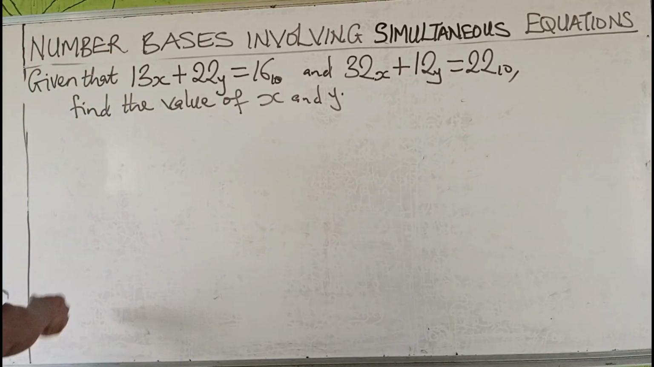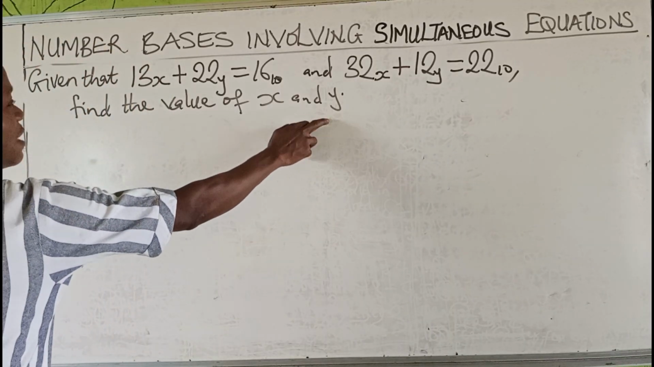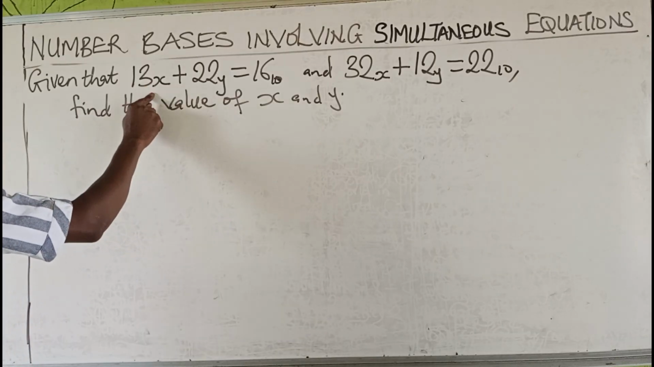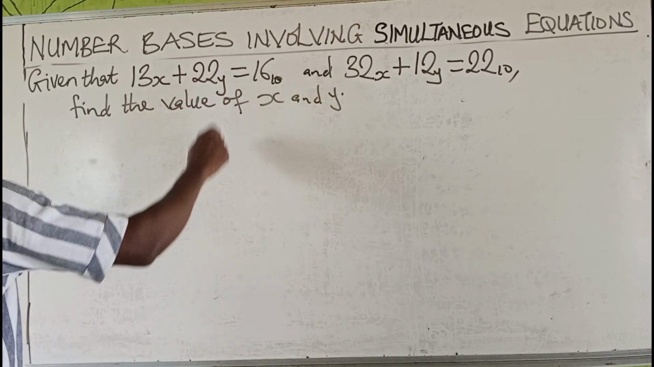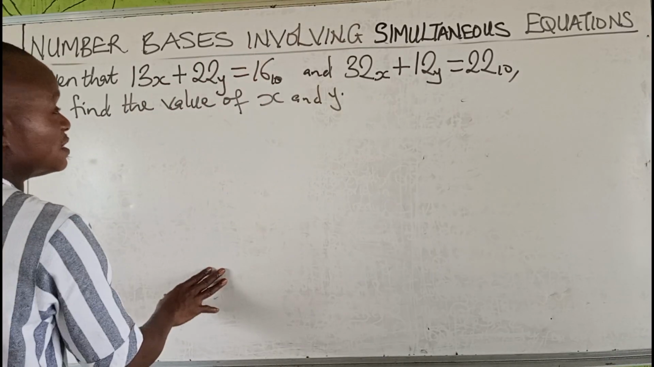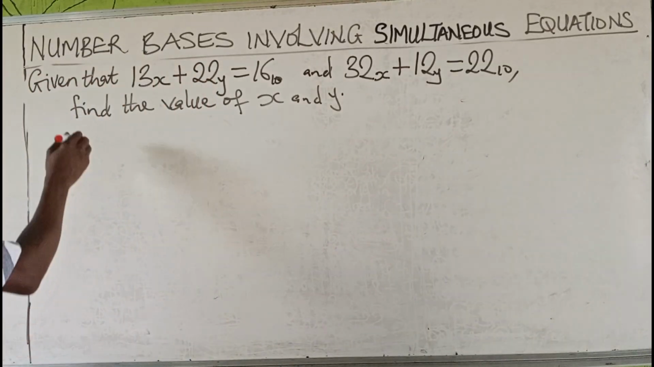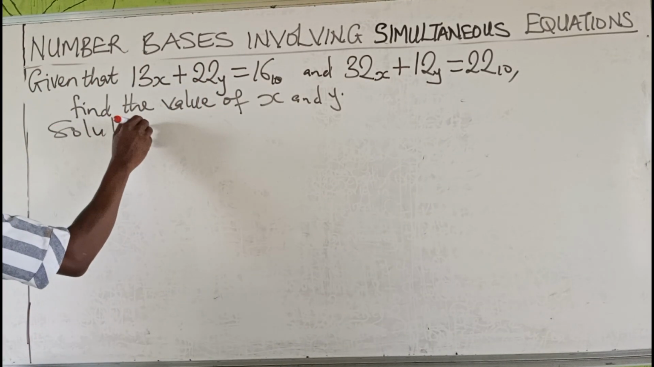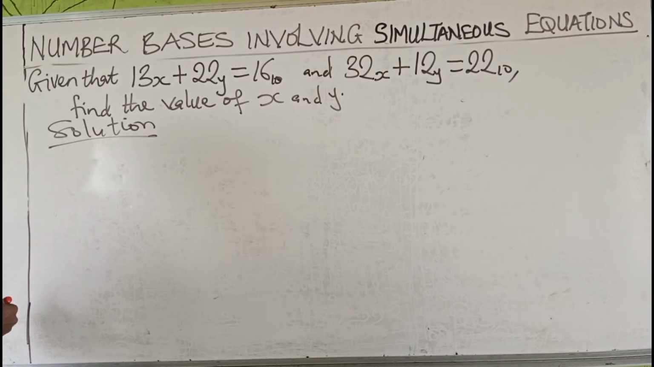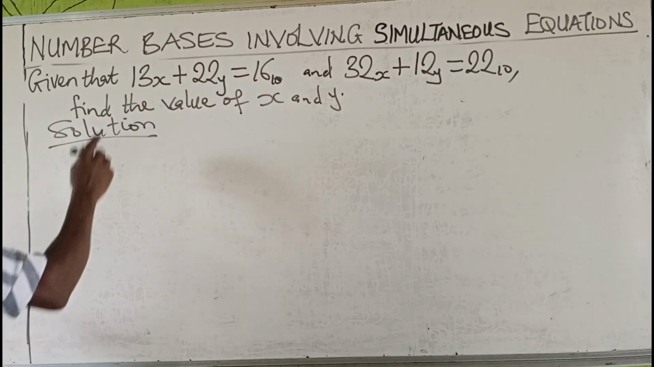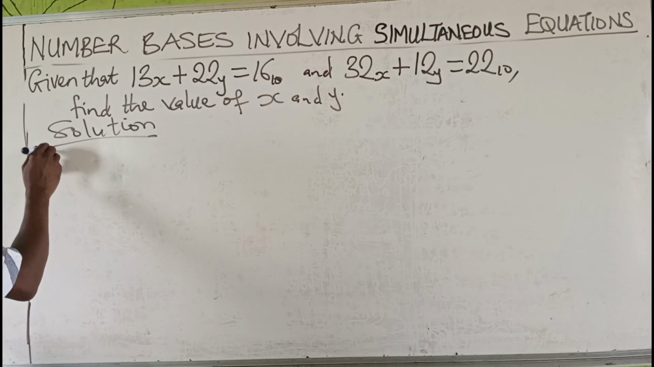Here we are asked to find the value of x and y, given that 13 base x plus 22 base y equals 16 base 10, and 32 base x plus 12 base y equals 22 base 10. So solution, let us solve. This is a very fantastic question. Now, we have two equations here. We are going to convert everything to base 10 as usual. So let's start with the first equation.